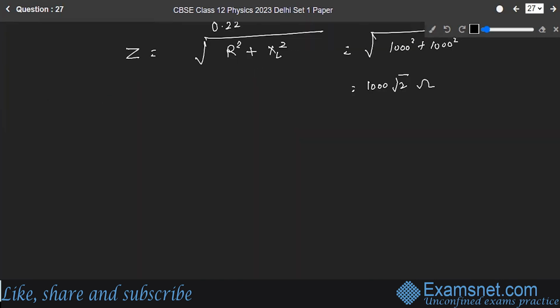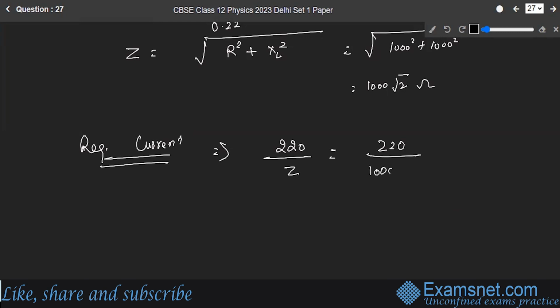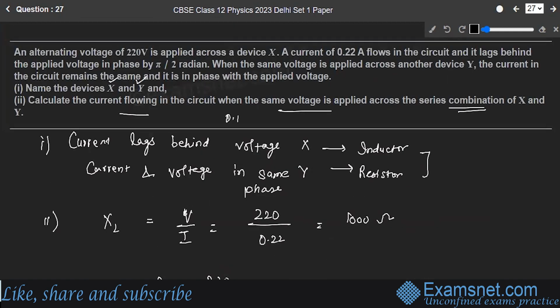So the required current, when both are connected in series, will be equal to 220 upon Z, which is equal to 220 upon 1000 root 2. After doing all the calculations, you will have 0.155 ampere. So this is the answer to the question, 0.155 ampere. Hope you're clear with this. Let's move to the next question then.